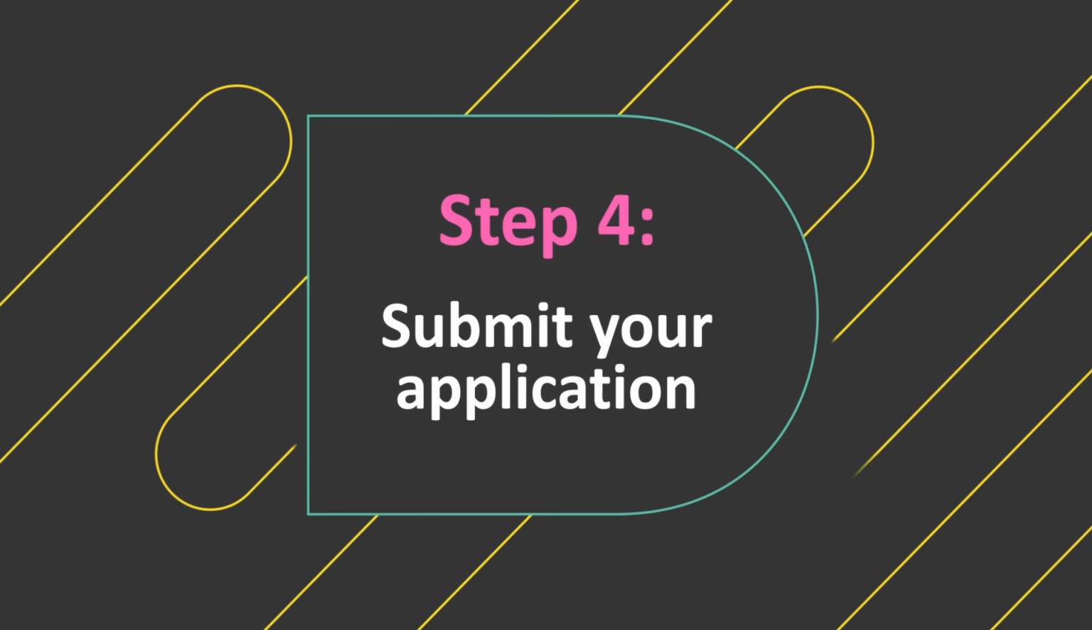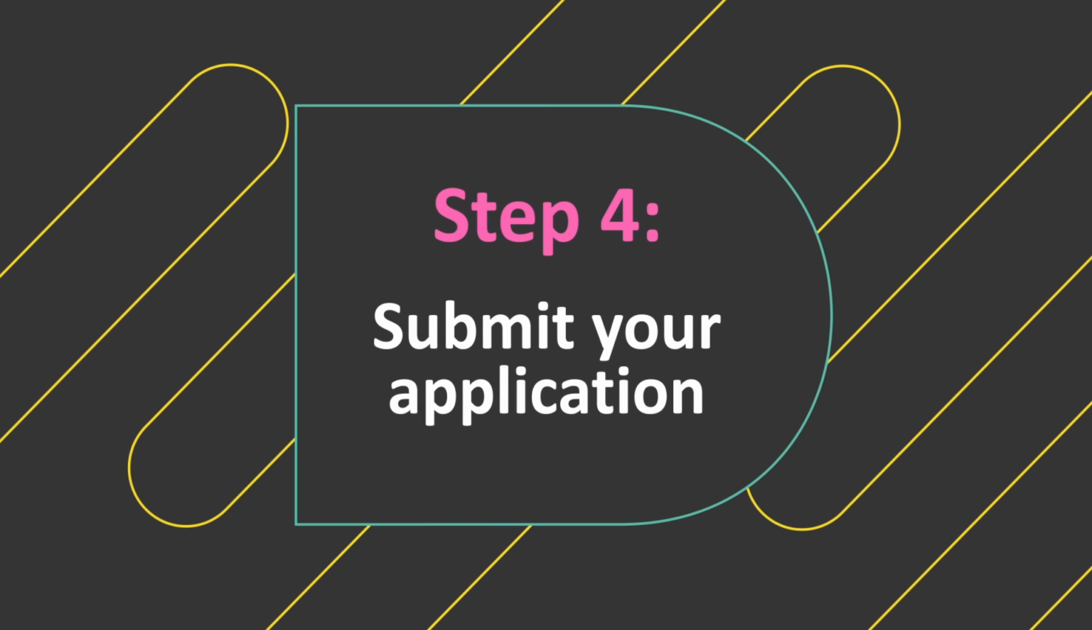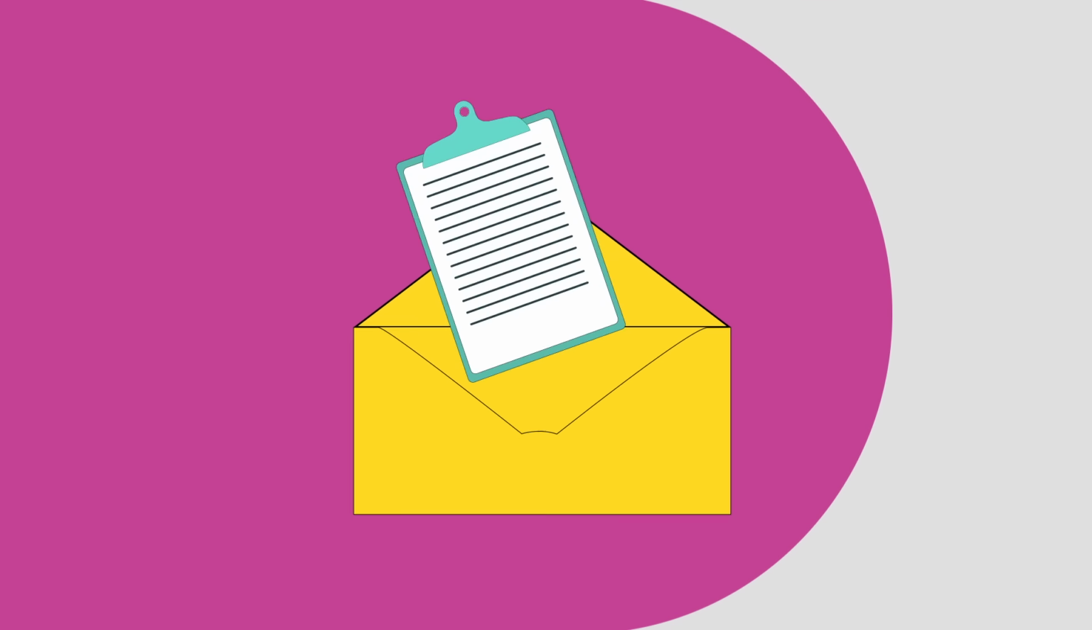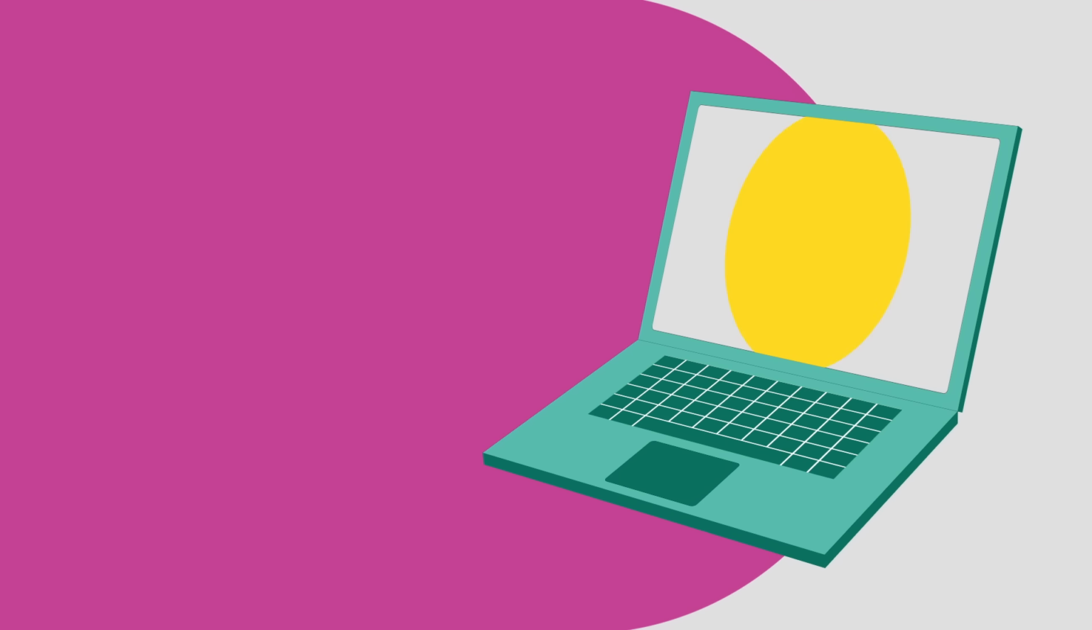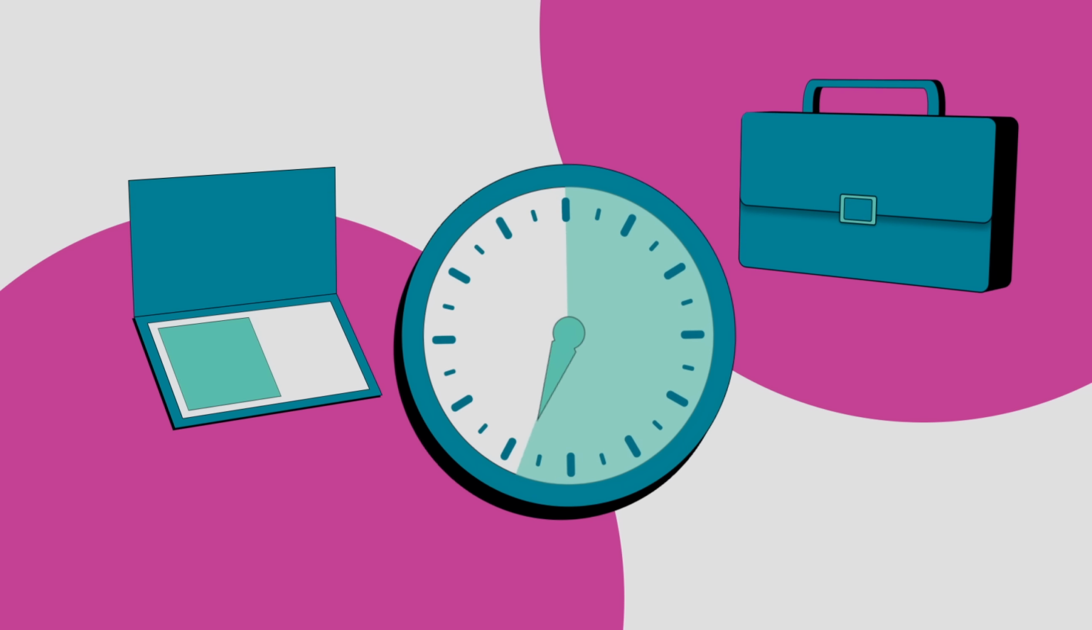Step 4. Submit your application. Now you are ready to apply. You or your agent can submit your application to Deakin online. Applying early gives you more time to organise your visa, travel, or accommodation if needed.